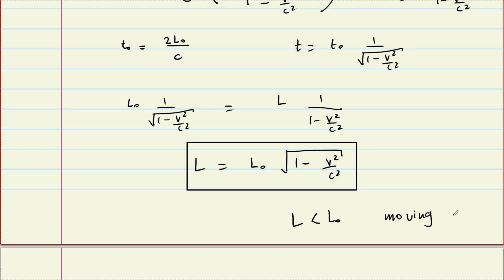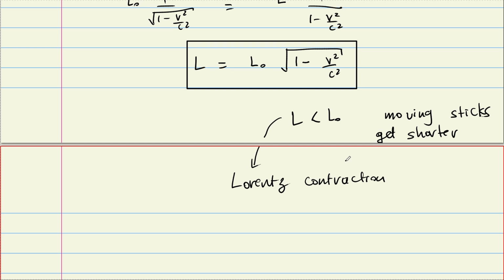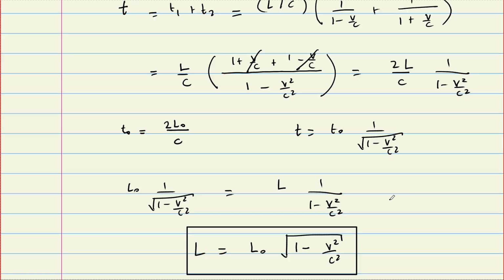So that's why we are saying that moving sticks get shorter. And that's why, I think the widely used term is Lorentz contraction. But some people are historically more sensitive. They are going to say Fitzgerald contraction. Either way, it contracts, and the length of the stick decreases.